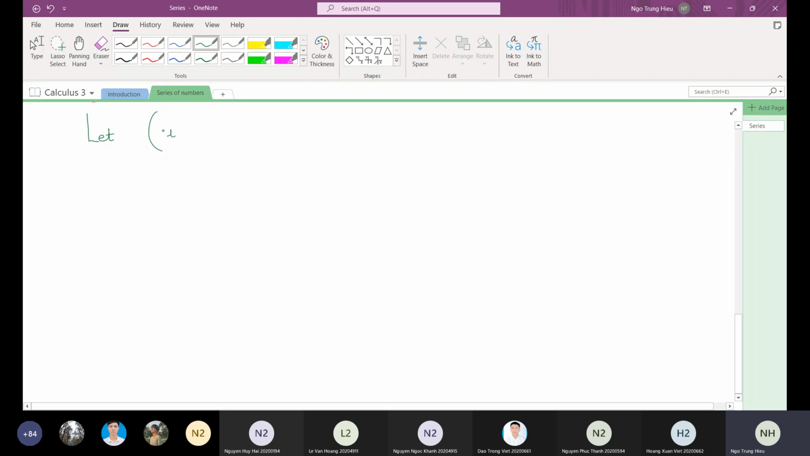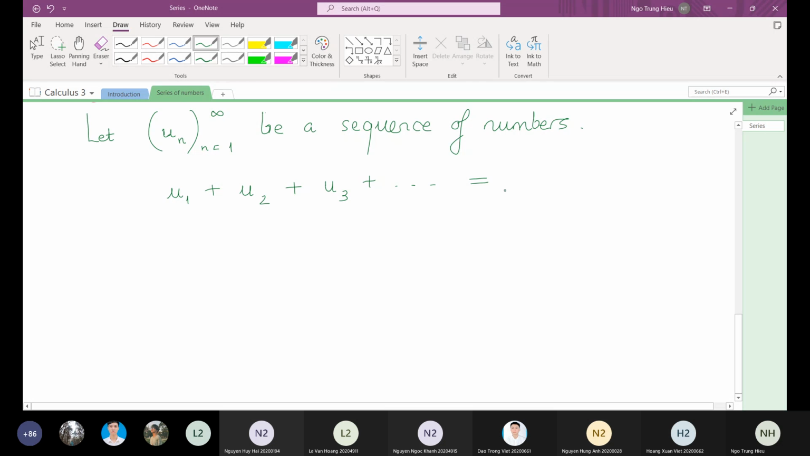If we have a sequence of numbers like this, then we can form a formal sum. We can take U1 plus U2 plus U3, and so on. So this is a formal sum. We can write it more compactly, using the sigma notation. So the sum of U sub n is the formal sum.